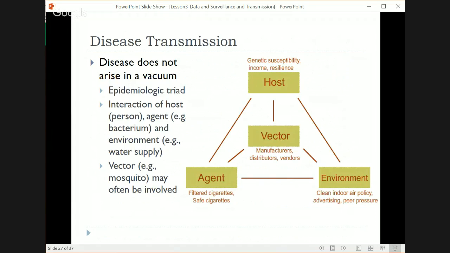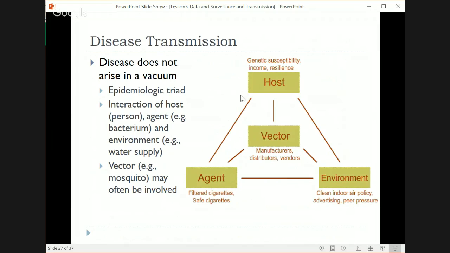Okay, so disease does not arise in a vacuum. So sort of in the Mary example, right? Mary's the reason for all these typhoid outbreaks. What you commonly see with infectious disease is what we call the epidemiologic triad. And it's the interaction of some sort of host, agent, and environment. And sometimes a vector. For example, a mosquito could be involved.